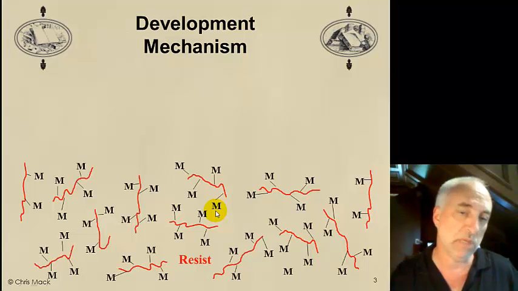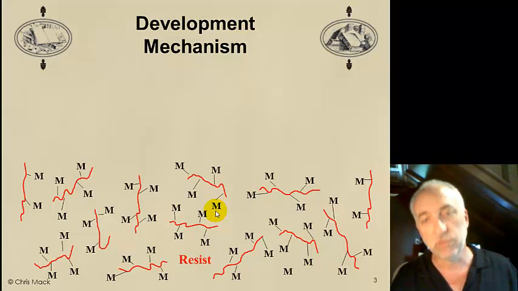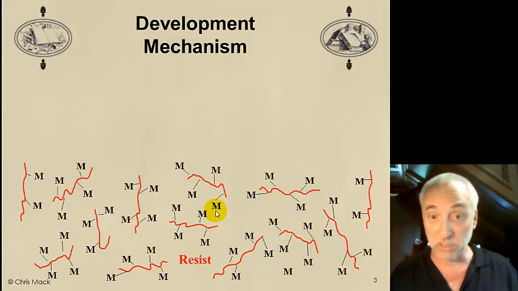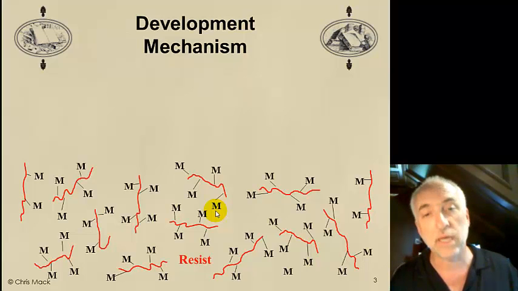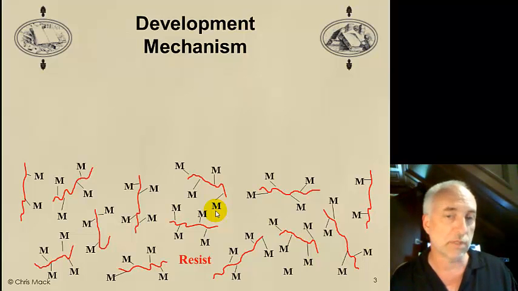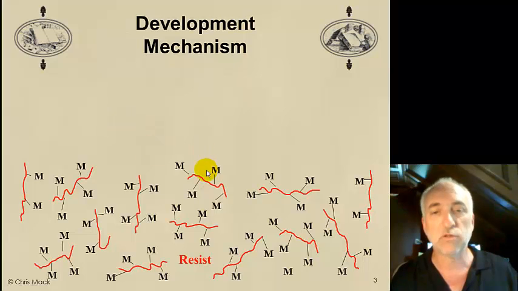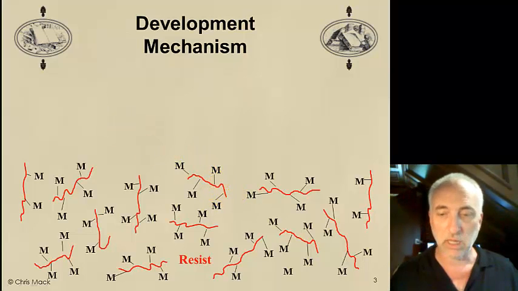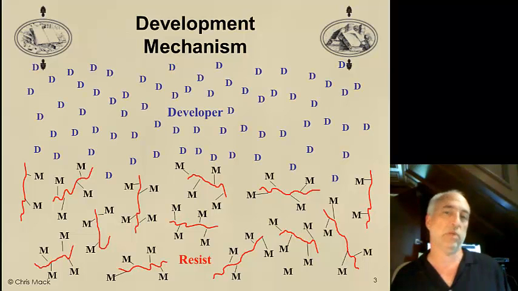Now there might be 2, there might be 4. Most modern resists have much more than this, maybe 8 or 10 blocked sites per polymer. But I'll use 4 in my example. So I'll take this resist and I'll stick it in a sea of developer.